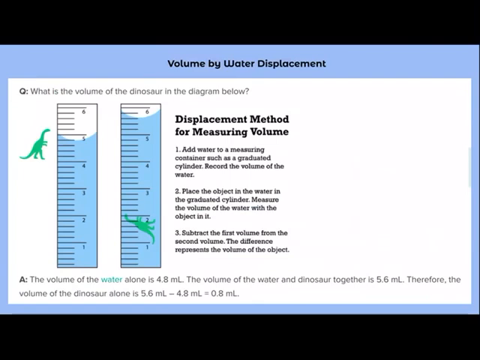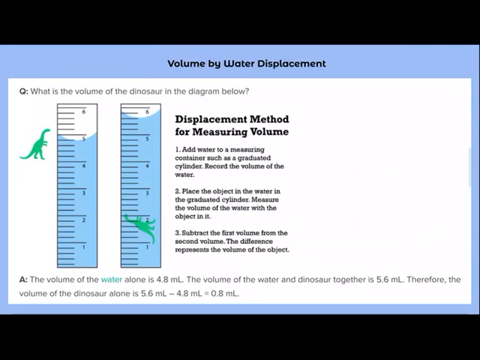And so now in the unit, they talk about volume by water displacement. So if I have a beaker that takes up 100 milliliters, I know definitely the volume of that beaker, 100 milliliters. But what if I had this little toy dinosaur and I wanted to find the volume of it? That might be really, really hard to do because it's an irregularly shaped object.